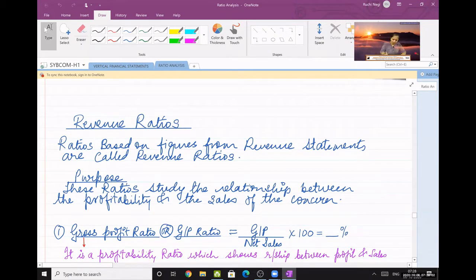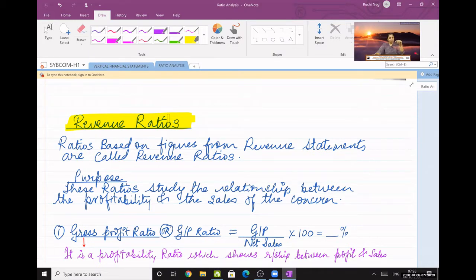So what are revenue ratios? Revenue ratios are those ratios whose figures come from the revenue statement. Simple as that. When I did balance sheet ratios with you, I clearly mentioned that the figures come from the vertical balance sheet, and the numerator and the denominator in the formulas are also from the balance sheet only, so you don't have to think much about it.